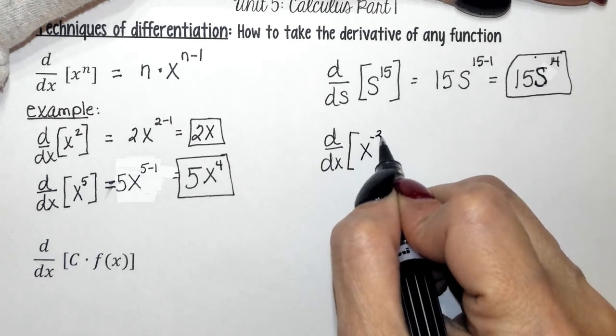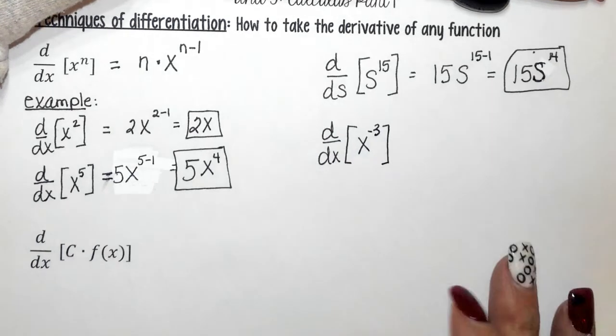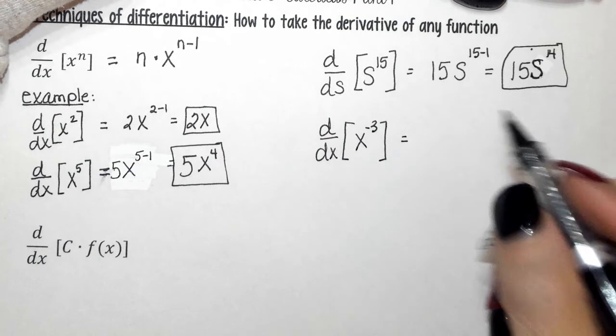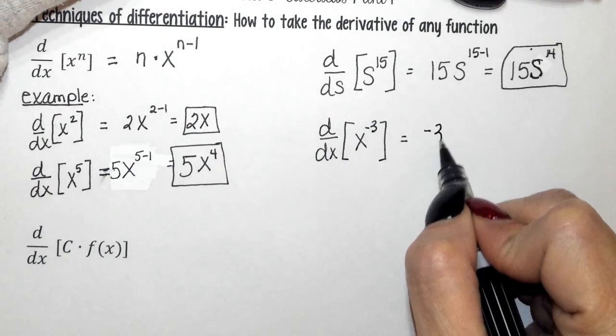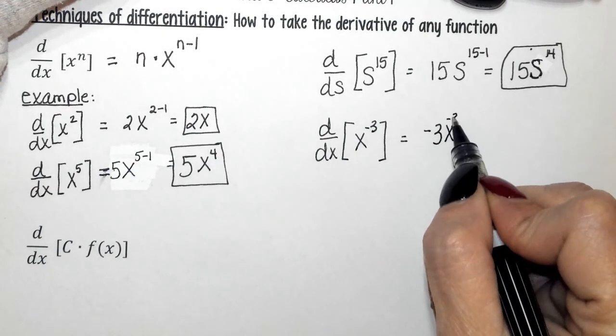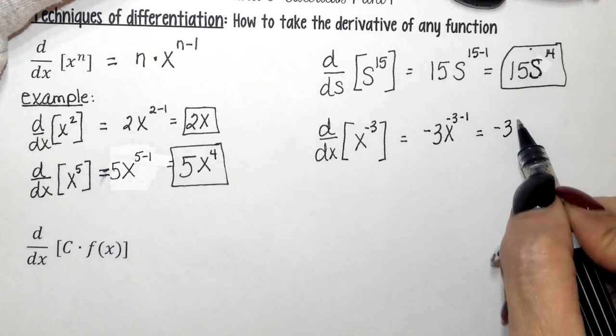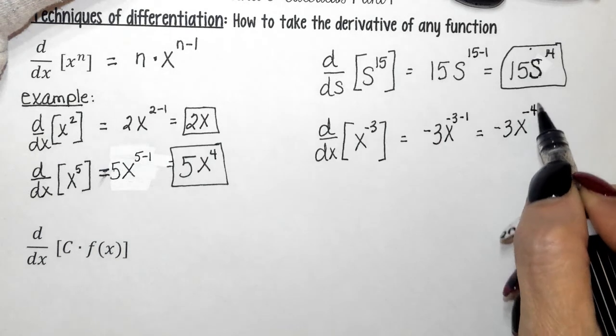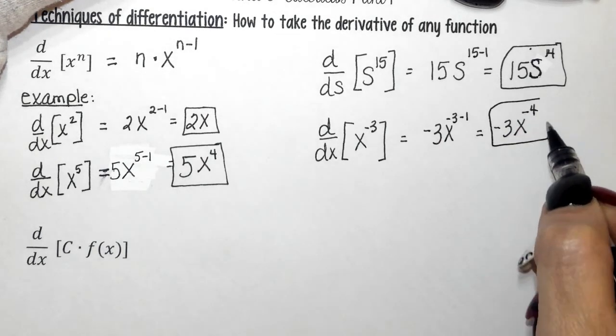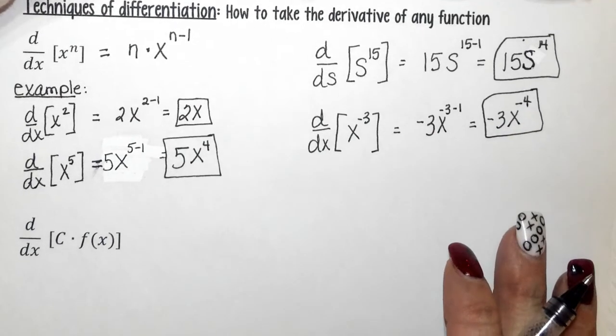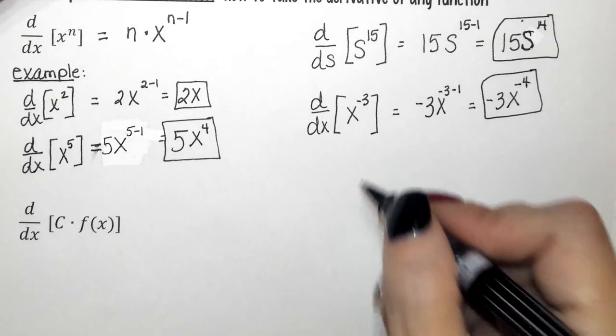Let's do x to the negative 3. Same rules apply. Bring that negative 3 to the front. x to the negative 3 minus 1. So that's negative 3x to the negative 4th power. I'm not going to move the negative 4 to the denominator. I'm just going to leave it right there like that.